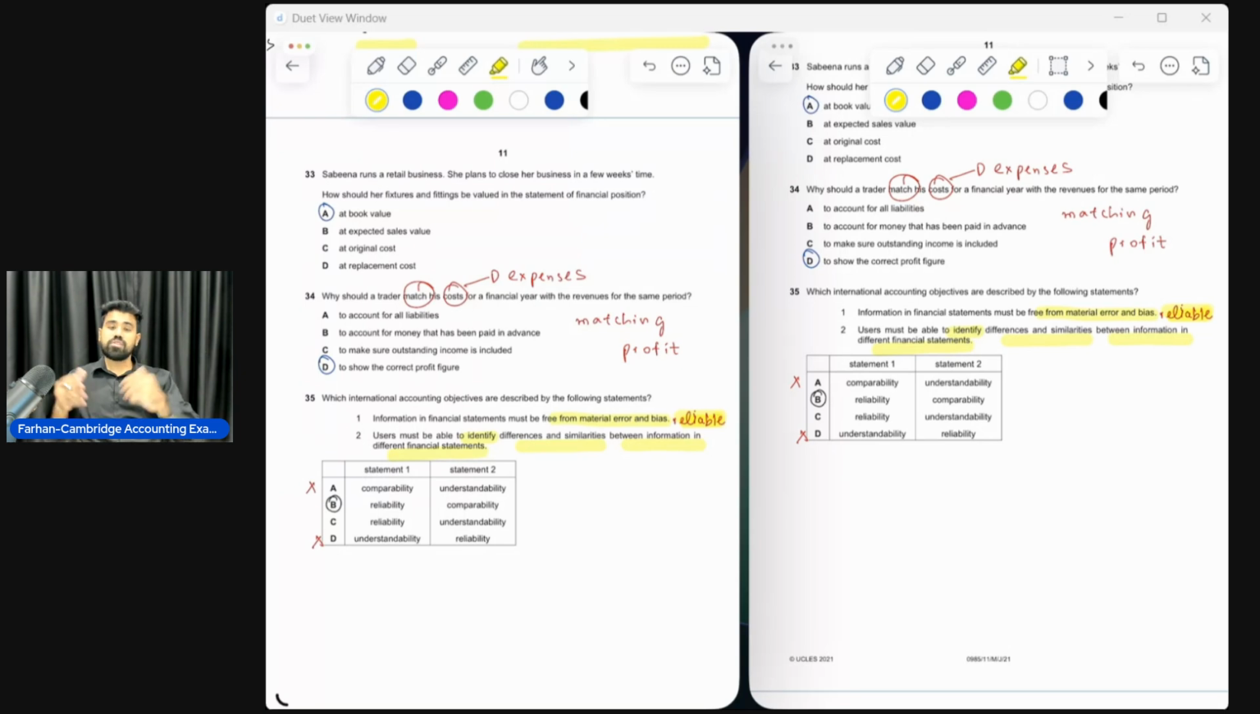And also these investors would be interested in identifying the trends, any similarities and any differences which could reflect or explain any difference in performance compared to the previous year. So obviously this is referring to the concept of comparability. So therefore for number 35, given that options A and D had already been crossed out, we're left with B and C, and B, which is reliability and comparability for statements 1 and 2 respectively, is the correct answer. Okay.